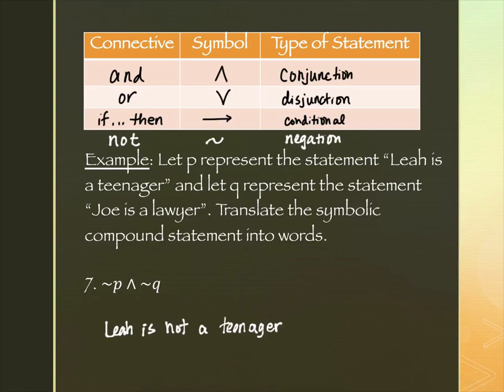All right, the next one is the upside down V here. What's that? And. So we're going to write and. Easy enough?